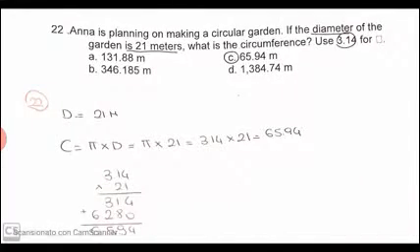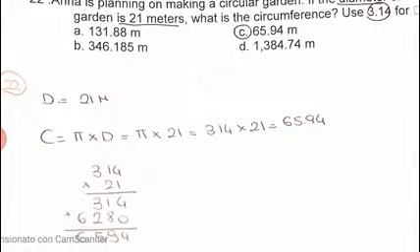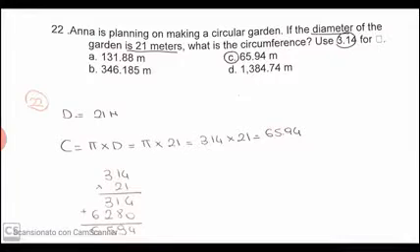Number 22. Anna is planning on making a circular garden. If the diameter of the garden is 21 meters, what is the circumference? Use 3.14 for pi. So we have the diameter equal to 21 meters. The circumference is pi times d. So, pi times 21. We use 3.14 for pi, so we make 3.14 times 21. If we make the multiplication, it is 65.94. So the result is 65.94 meters.